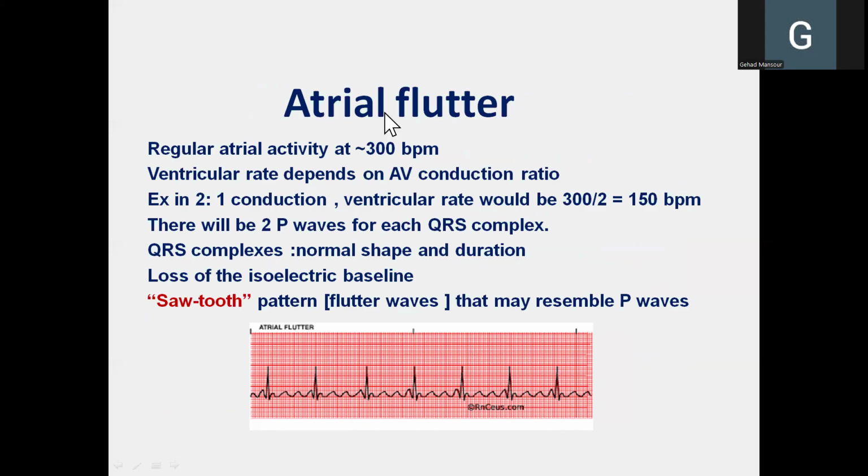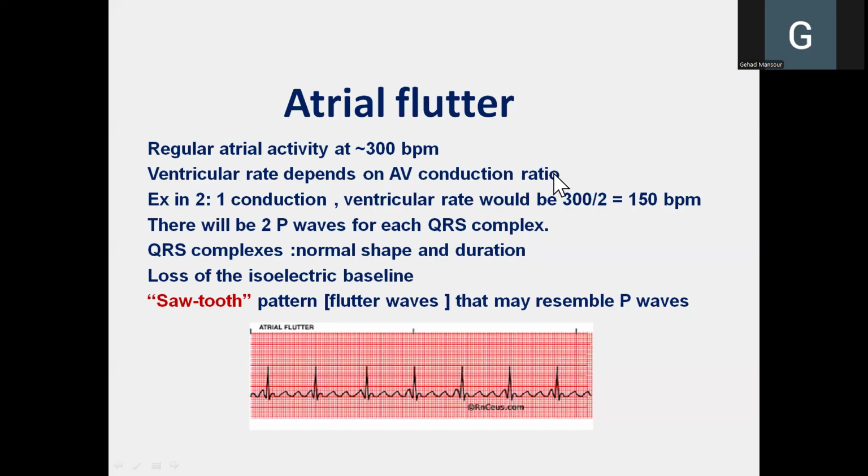Again, atrial flutter is a non-sinus rhythm. It does not arise from the sinoatrial node. It arises from an ectopic focus. What about the ventricular rate? It will depend upon the delay in the AV node. And this is what we call the AV conduction ratio.